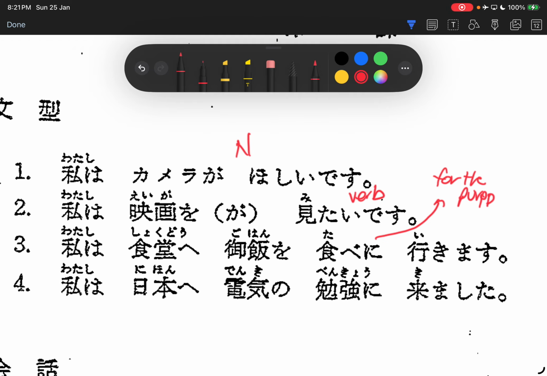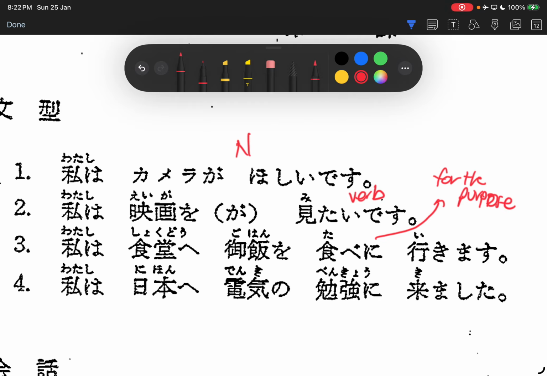So for what purpose? For the purpose of the verb in front of it. So for the purpose of eating, I go. Right? 为了吃我去 in this case. Right? 为了吃而去.